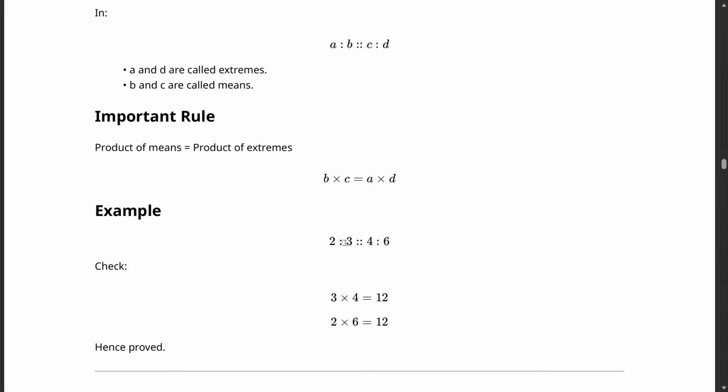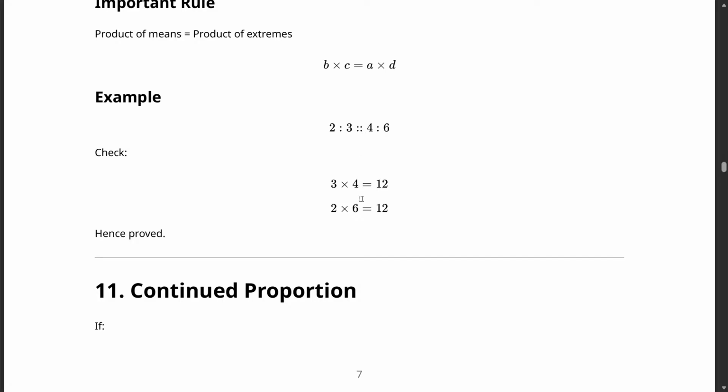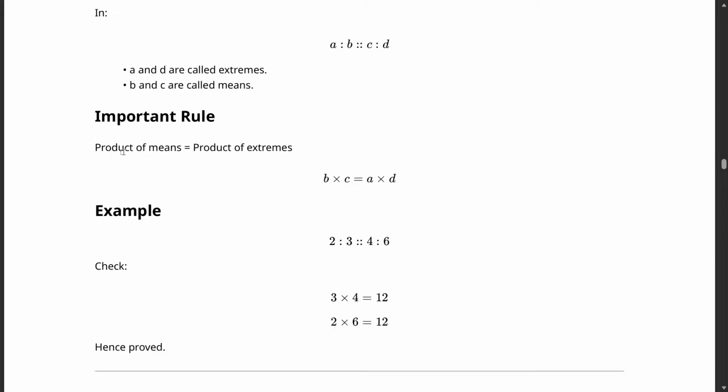Example: 2 is to 3 is to 4 is to 6. 3 into 4 equals 12, and 2 into 6 equals 12. Hence proved. So product of means equals product of extremes.